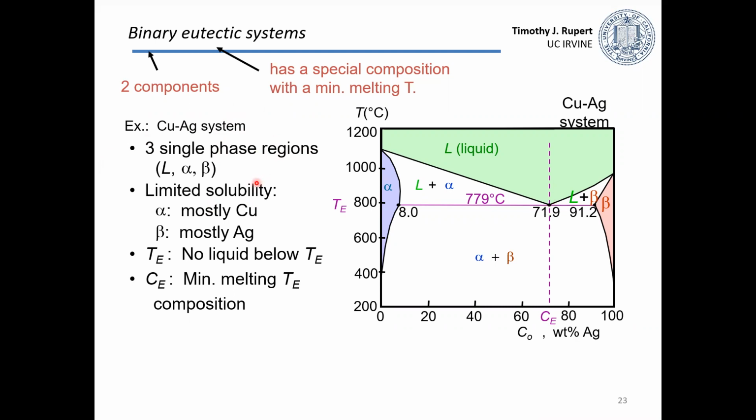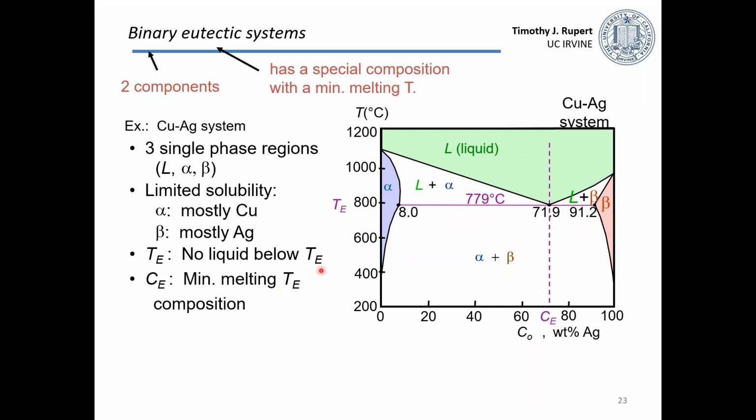So this copper-silver phase diagram has three single phase regions, one liquid and two solids, alpha and beta. It has limited solubility, so the alpha is mostly copper and the beta is mostly silver, and it doesn't go to large amounts. There's no liquid below this eutectic temperature. So no matter what my composition is, if I'm below that temperature, I'm solid.